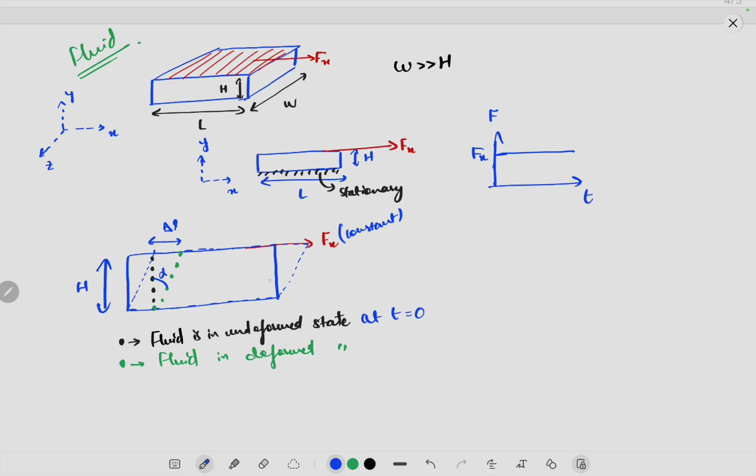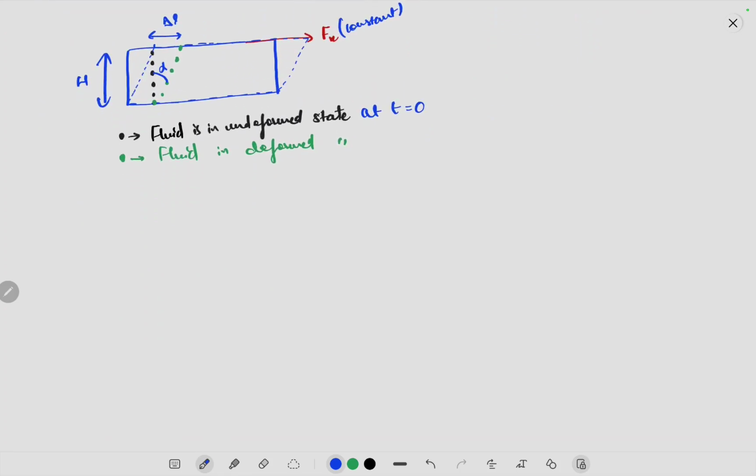But the similar case is not true for fluids. So what would happen now in case of the fluids is that this angle alpha will keep on changing with time as a constant force Fx is applied. So how would it look like? Let's understand.